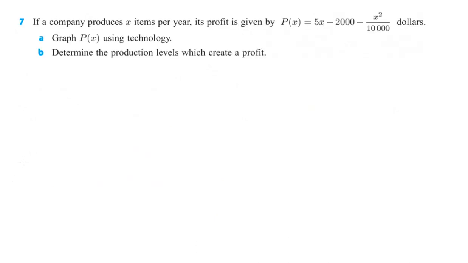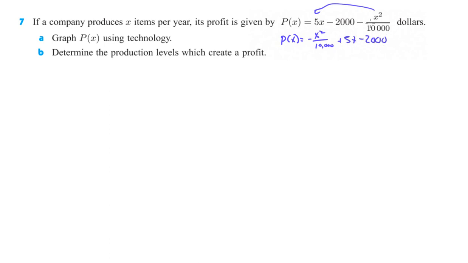Let's look at one more, number 7. If a company produces x items a year, its profit is this here. Graph P of x using technology. First thing I'm going to do, you don't have to do this, but I don't like that the x squared is over here, and the x and then the 2000. I'd rather rewrite this with the x squared in the front. So P of x equals negative x squared over 10,000 plus 5x minus 2,000.